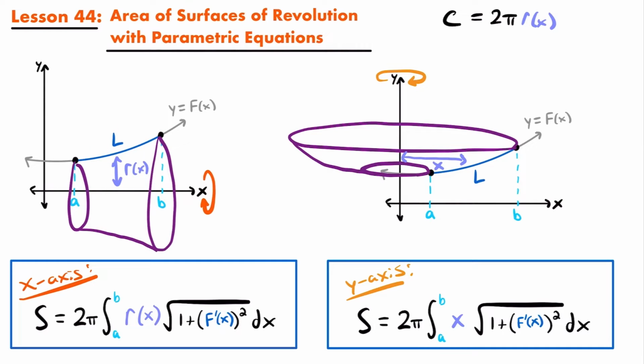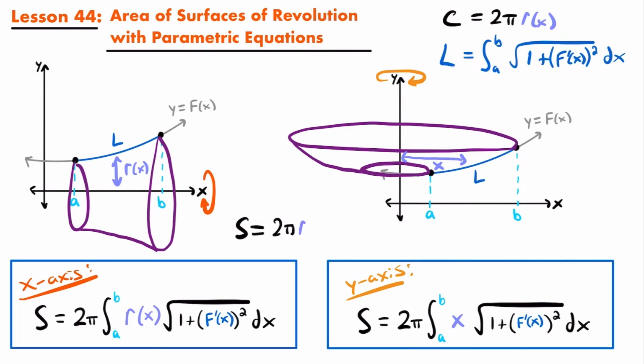And the arc length in terms of x and y is calculated using this formula. The arc length is equal to the integral from a to b of the square root of 1 plus the first derivative f prime of x squared dx. All right, and so the area of the surface of revolution would be equal to the circumference 2 pi times r of x times the arc length, which is how we form this formula.